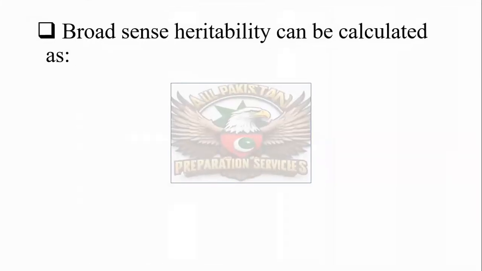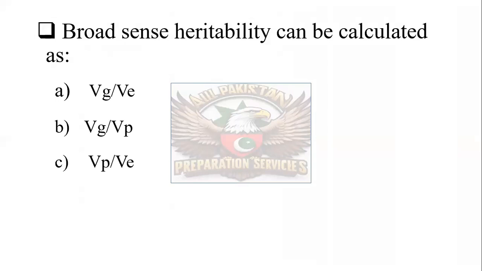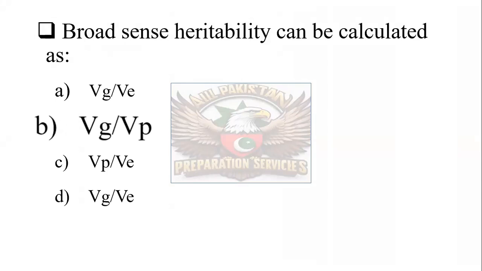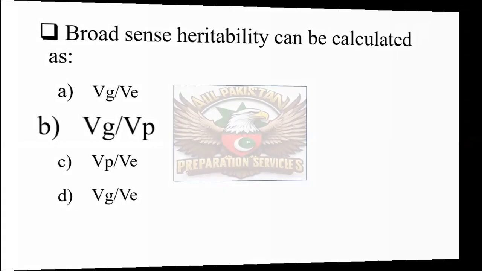Our next question is that broad sense heritability can be calculated as VG over VE, VG over VP, VP over VE, or VG over VE. And the correct one is VG over VP. Broad sense heritability can be calculated as VG over VP.